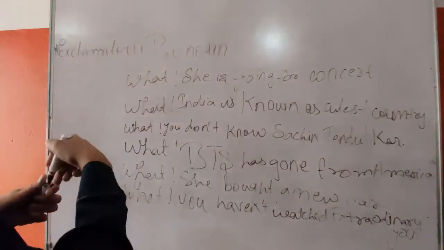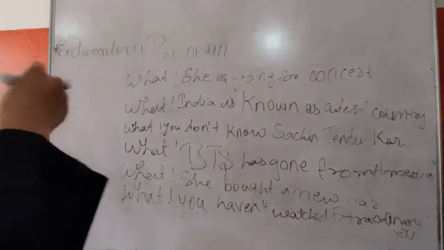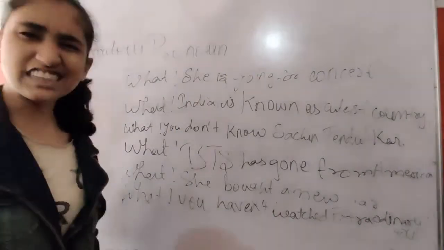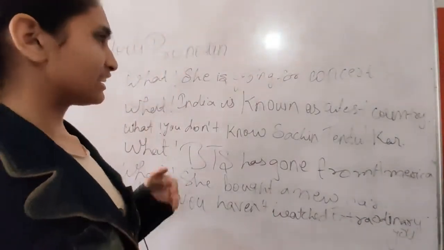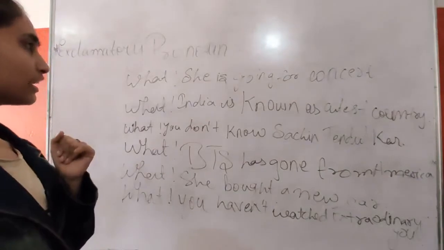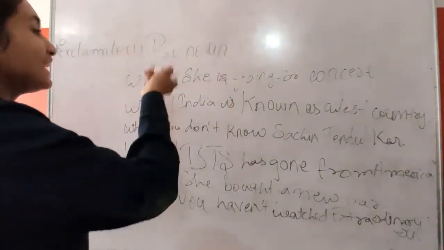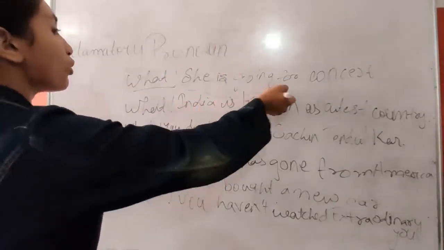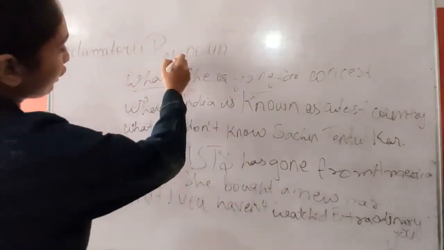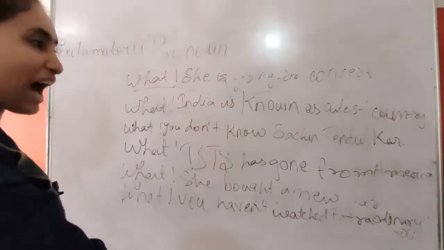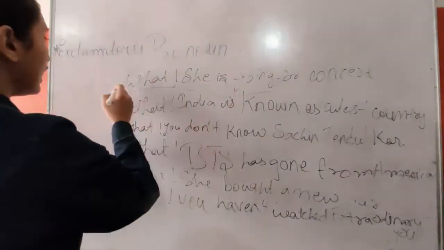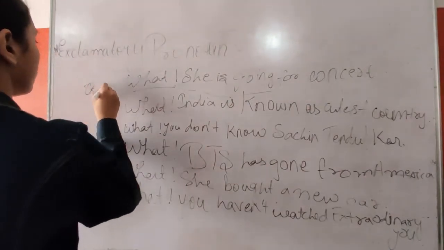Now, this is enough example. What? She's going for a concert. So here, what is exclaiming that she is going for a concert? And here we are using what instead of a noun. So here it is an exclamatory pronoun.